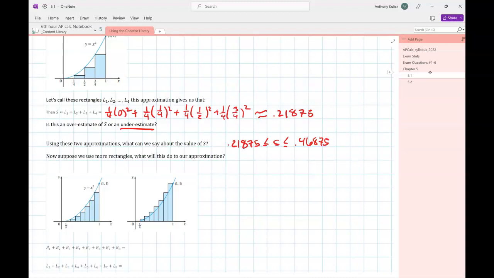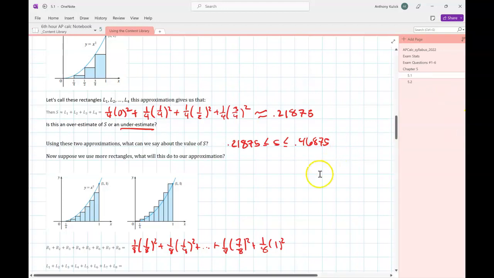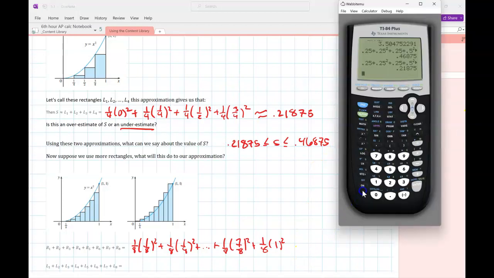So what do we have here? If we're using the right-hand rule and we use 8 of these, we have 1/8 times 1/8 squared plus 1/8 times 1/4 squared, and so on, 1/8 times 7/8 squared plus 1/8 times 1 squared. And I dotted it in there in the middle. Is everybody okay with me dotting it? You get the idea?